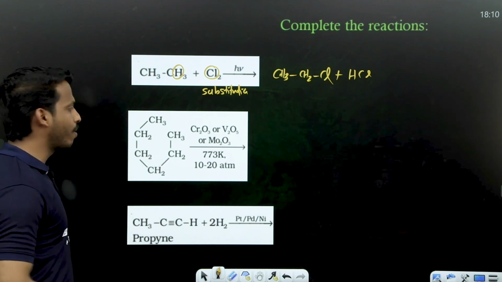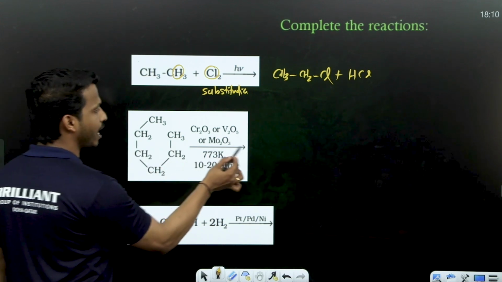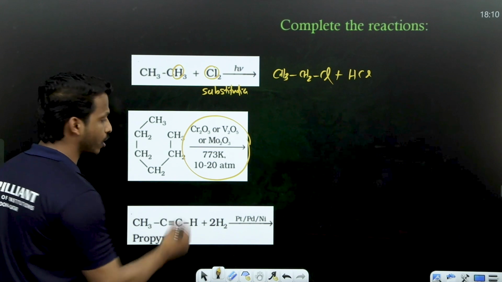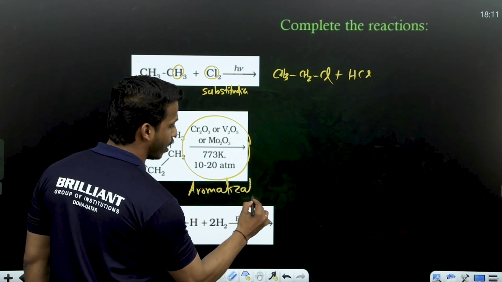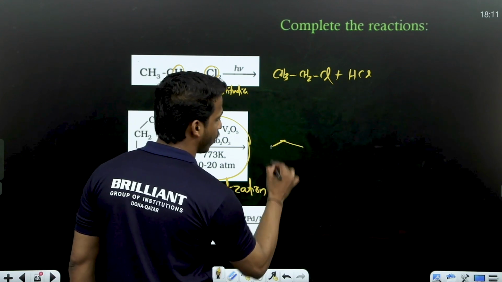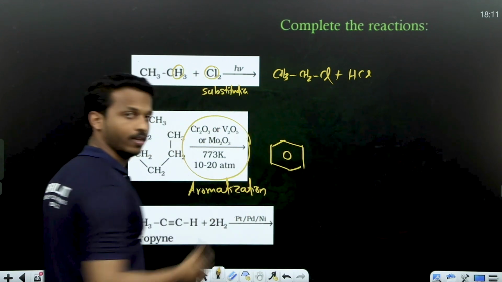This reaction you may remember, this is hexane. Hexane, when it undergoes, what is this reaction called? Aromatization, right? Hexane on aromatization. What is the product here, all? We will get benzene. Correct?